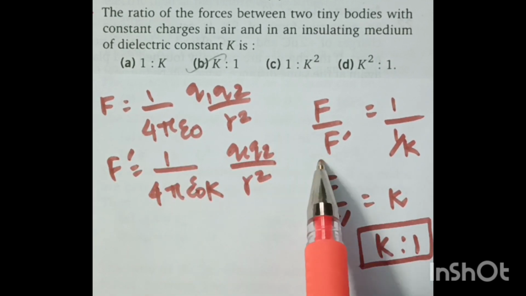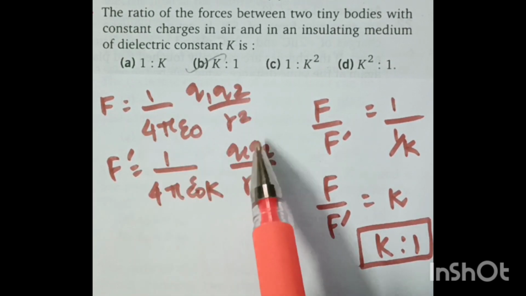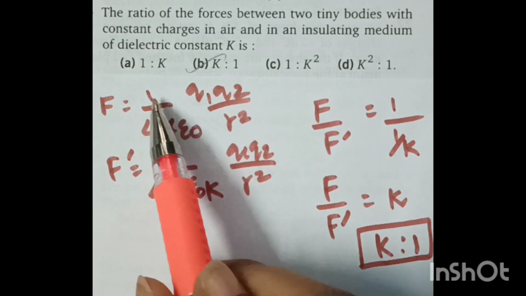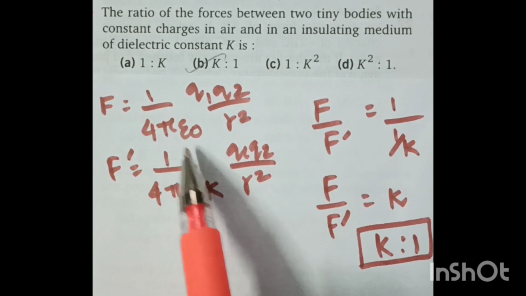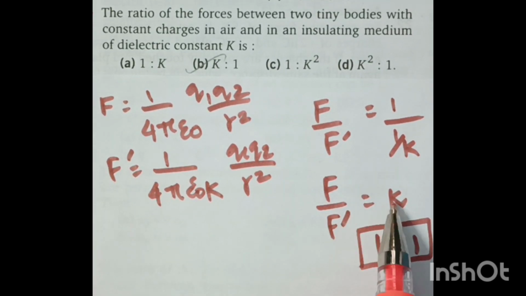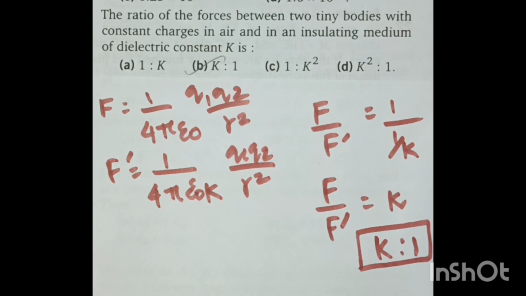So F by F dash will be equals to, so this whole term and this whole term will go, but this K will be left out. So this is 1 by K. F dash for this is 1 by K, so F by F dash will be equals to K. So the answer is K is to 1.